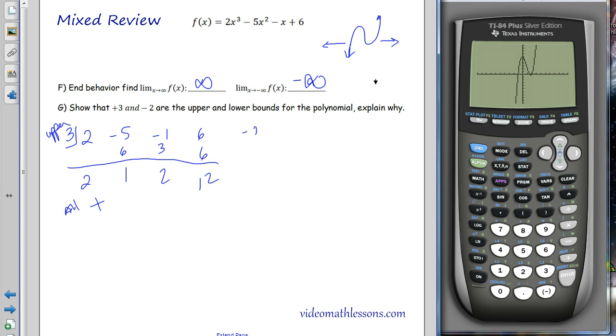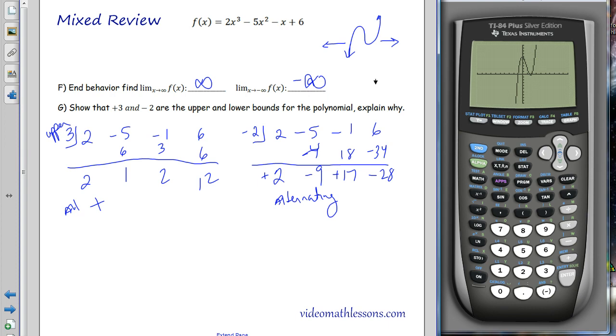Do it again. Negative 2. Keep my numbers 2, negative 5. Now this time I'm not going to the new equation. I keep the original. 2, negative 5, negative 1, 6. And if this is the lower bound, we will get alternating signs, positive, negative. So 2, negative 4, negative 9, positive 18, positive 17, negative 34. And that gives me a negative 28. So these have remainders, doesn't matter. I'm not looking at that because I'm looking at the sign. So positive, negative, negative. Alternating signs. That means this is a lower bound.